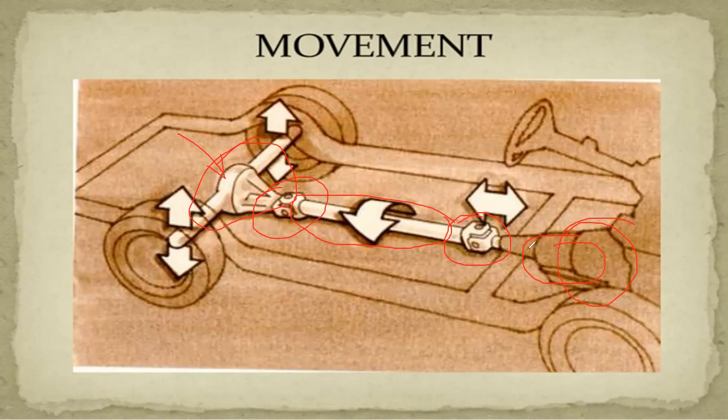Whenever the engine shaft rotates, automatically the propeller shaft also rotates. That propeller shaft is connected through the differential, and the differential also rotates. In the differential, we have placed a differential mechanism. In that differential mechanism, the rotary motion is converted into the wheels' rotating motion.